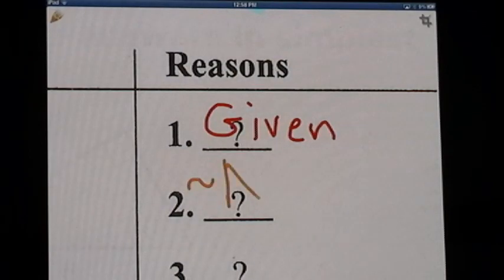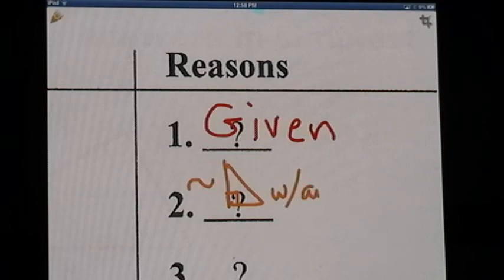Similar right triangles with altitude. Not to be confused with the attitude theorem. It's really in your book on page 449. I looked it up because I knew you'd be like, where is that?